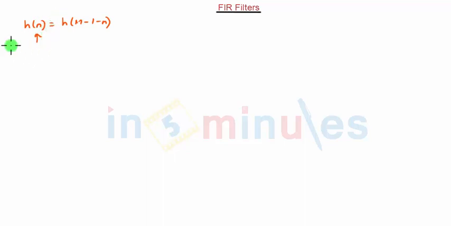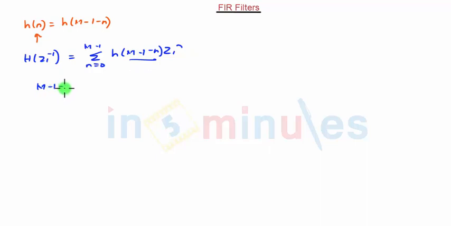So after substituting, we get H of z1 raised to minus 1 is equivalent to summation n is equal to 0 to capital M minus 1 h of capital M minus 1 minus n z1 raised to n. Now let us substitute this term, that is M minus 1 minus n is equal to p. So n is equal to capital M minus 1 minus p. Now we will change the limits. When n is equal to 0, p is equal to capital M minus 1, and when n is equal to capital M minus 1, p is equal to 0.